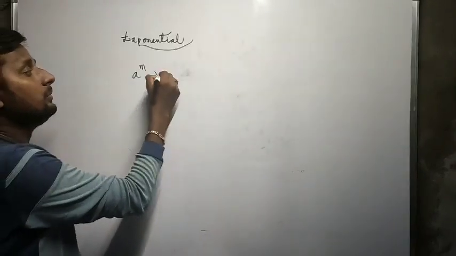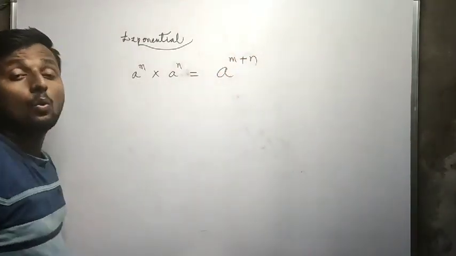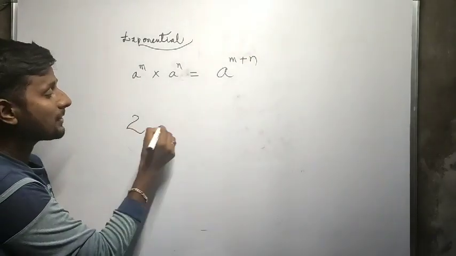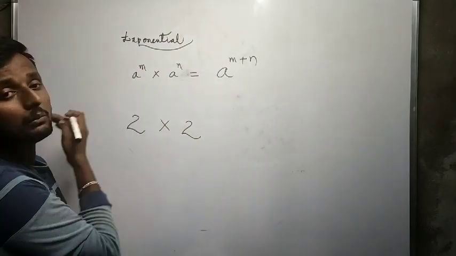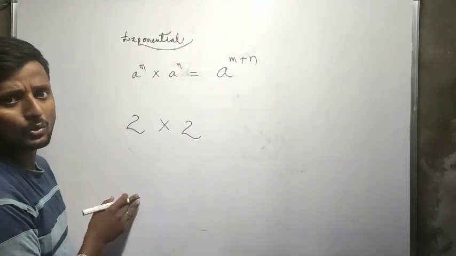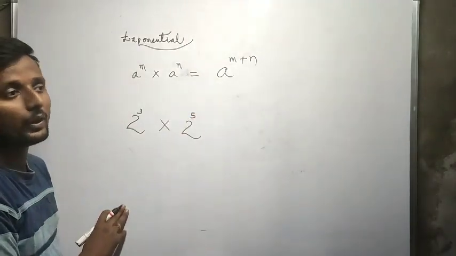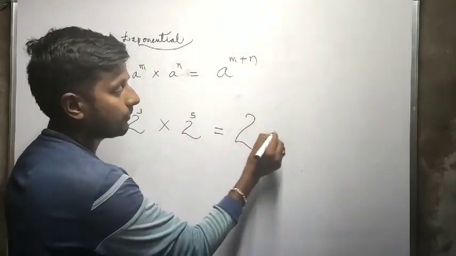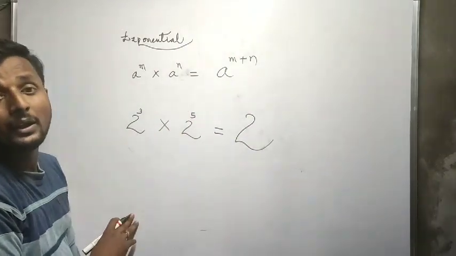Next, a power m into a power n is equal to a power m plus n. What did you understand? Here we have two same a's, that means the bases are same, correct? Look at m and n. Maybe m and n are two different values, or sometimes the same. I am taking two different values, 3 and 5. 2 power 3 into 2 power 5 is equal to, what is the formula? a power m into a power n is equal to a power m plus n.